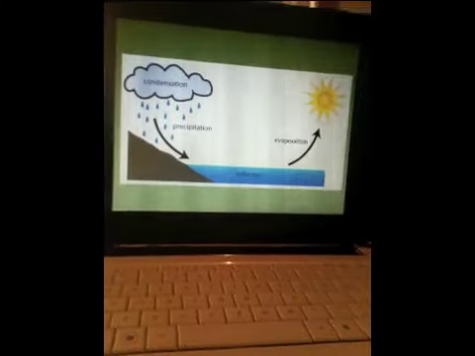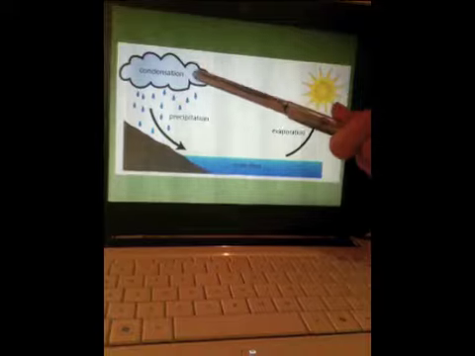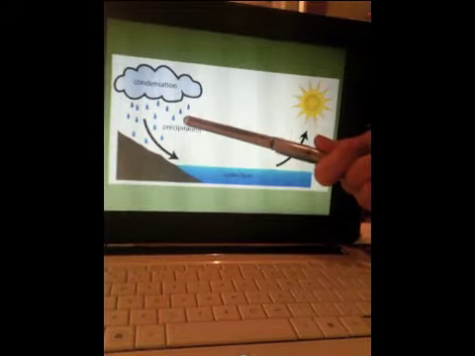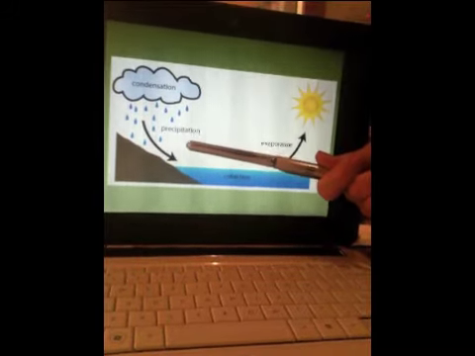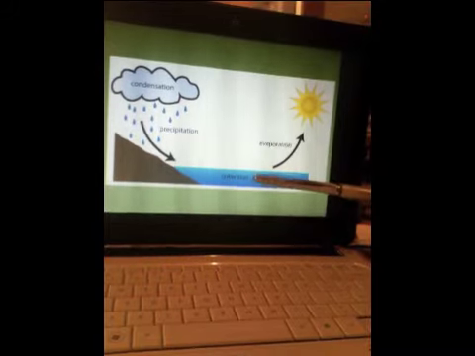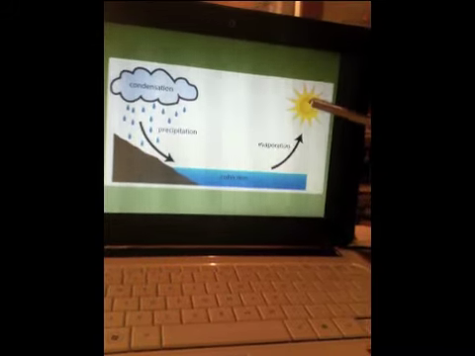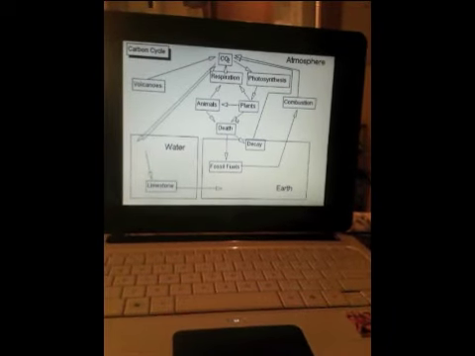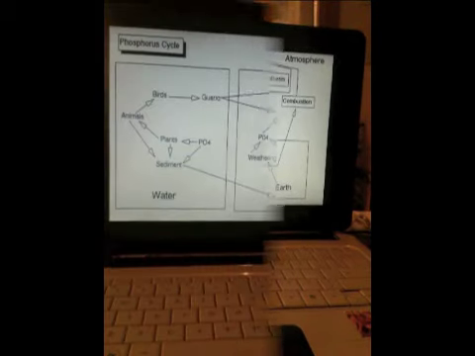Phosphorus, nitrogen, carbon, and water are all recycled naturally in rainforests. Here's an example of the water cycle. Condensation, which occurs in clouds, is when water vapor turns into water droplets. Then, when it rains, that is precipitation. Then the water collects into a body of water and then is evaporated using the heat from the sun. Here's an example of the carbon cycle. It shows how carbon is recycled throughout the atmosphere. Here's the phosphorus cycle.